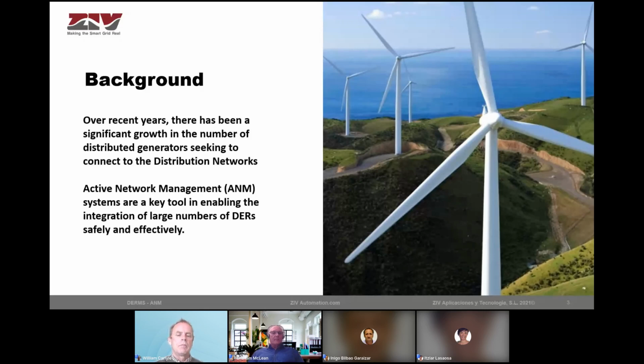But what I'm trying to do is just to hit upon the main key advantages of ANM and how we deal with that. If you think back over the past decade, we've had a significant growth in the number of distributed generators that have been connected to the distribution network. This is something that's been happening, and it's going to continue. We're finding more and more of our customers are having more and more distributed generators connected to their network.